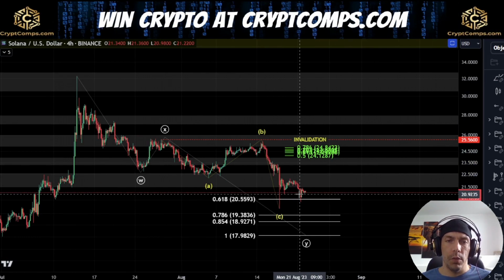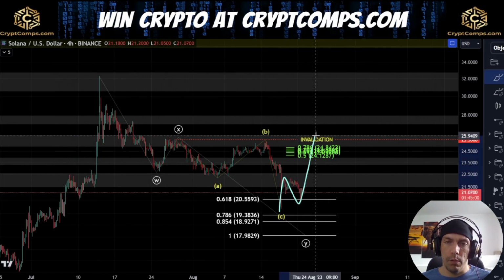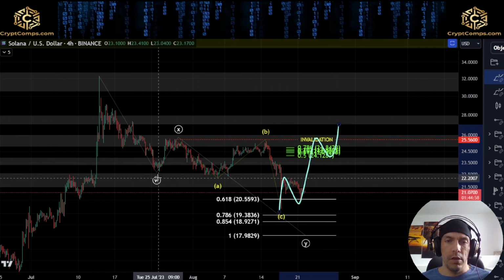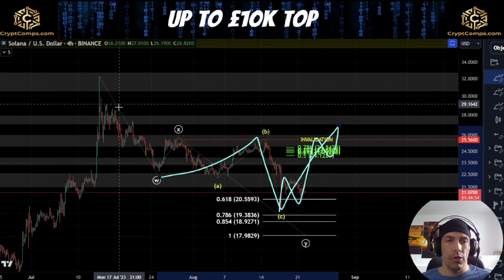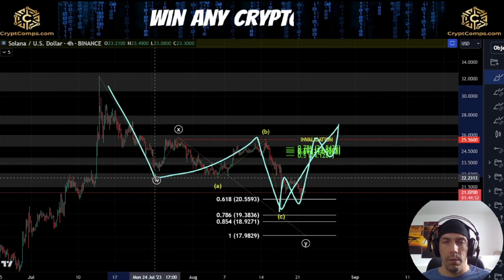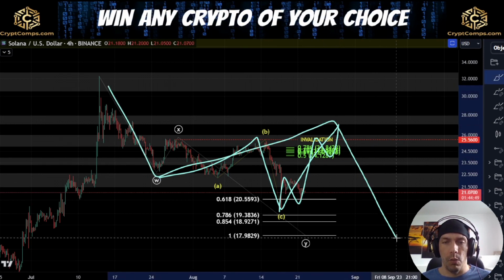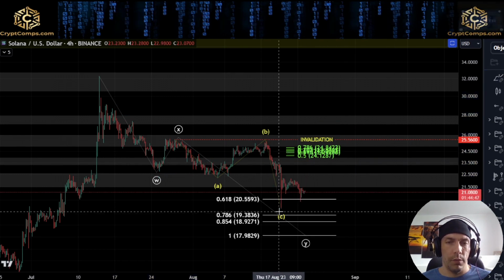We do need to be careful, however, because if we do get 1, 2, 3, 4, and 5 up here, just need to be mindful that we can still read this as A, B, and C, in which case this could just be our connector wave here, and then we still look for one more push to the downside. So we need to be very careful with this.